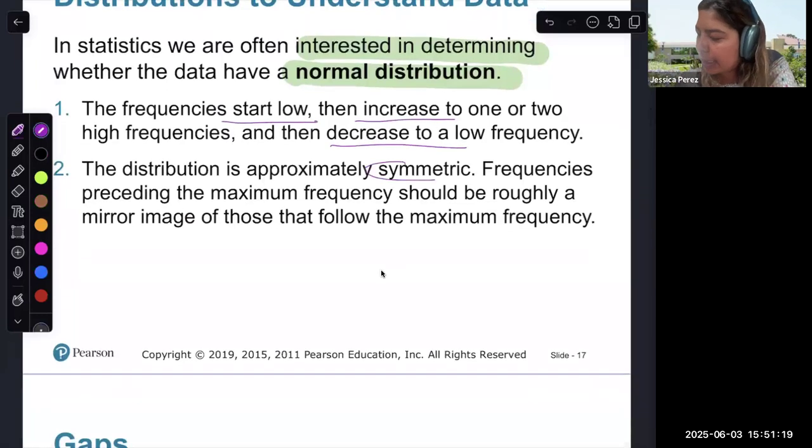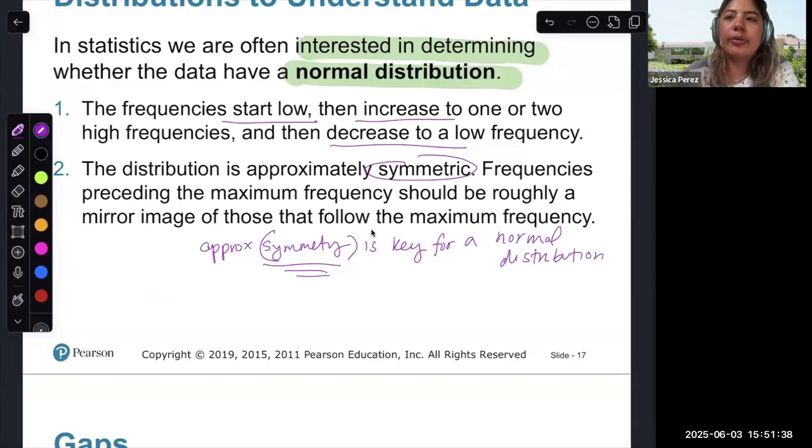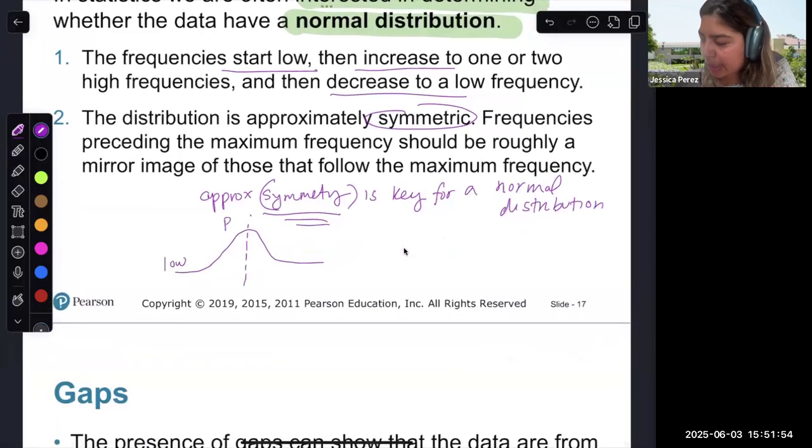What is the key? It has to be approximately symmetric. So there should exist some symmetry. Symmetry is the key for a normal distribution, because the frequencies preceding the maximum frequency should be a mirror of those that follow the maximum frequency. So again, we're starting low, we have a peak, and then we go back to low. See how there exists this symmetry.